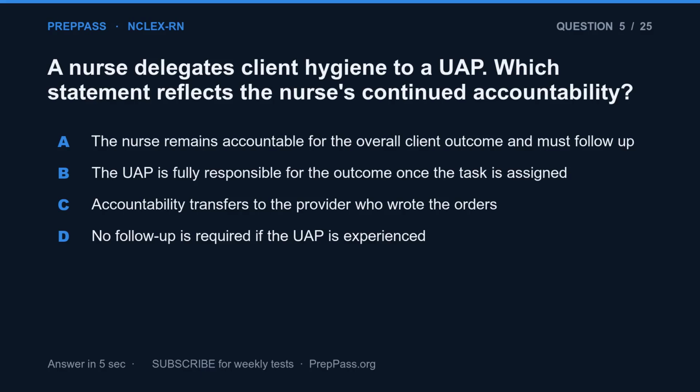Question 5. A nurse delegates client hygiene to a UAP. Which statement reflects the nurse's continued accountability? A. The nurse remains accountable for the overall client outcome and must follow up. B. The UAP is fully responsible for the outcome once the task is assigned. C. Accountability transfers to the provider who wrote the orders. D. No follow-up is required if the UAP is experienced.